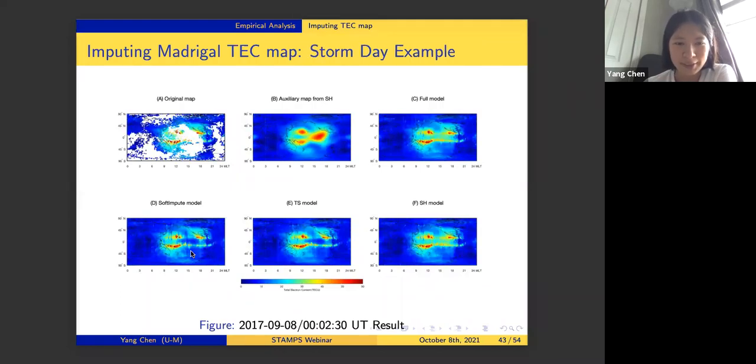And here's another example, which is on a storm day. The behavior of a storm day is quite different from the non-storm day, and the missingness pattern is a little bit different. Again, the spherical harmonics fitting is very, very smooth. But in our full model, we can actually do pretty well in terms of detecting this so-called bifurcation behavior, and also detecting some interesting mesoscale structures, which are really important along the equator. So those are very important results that we could obtain scientifically.